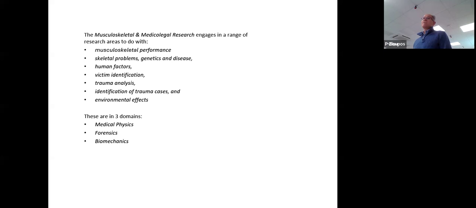human factors, victim identification, because if you understand tissues well, you can identify victims in forensics, if you can imagine. Trauma analysis, that was my casework for courts, when people are stabbed or bones break or there's abuse, family issues and what have you. I think I have an example to show you. Identification, environmental effects, that's pollution and the effect it has on the human body.